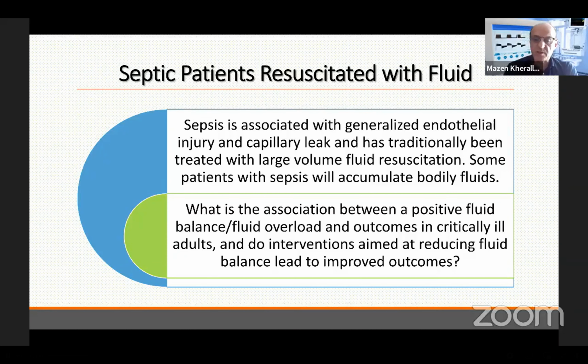So what is the association between positive fluid balance, fluid overload, and outcomes in critically ill patients? And do interventions aimed at reducing fluid balance lead to improved outcomes? That's what we're going to be discussing here.